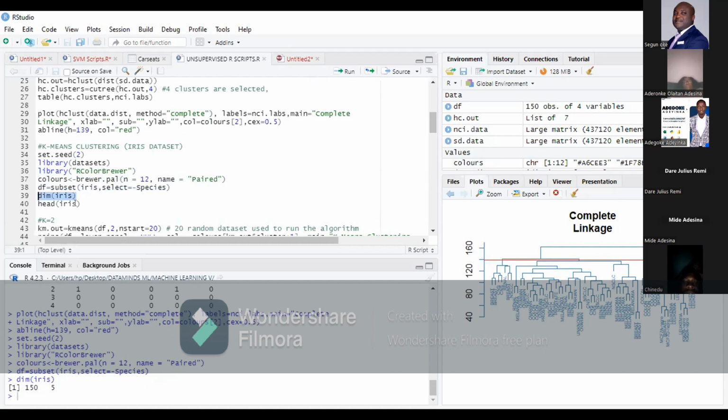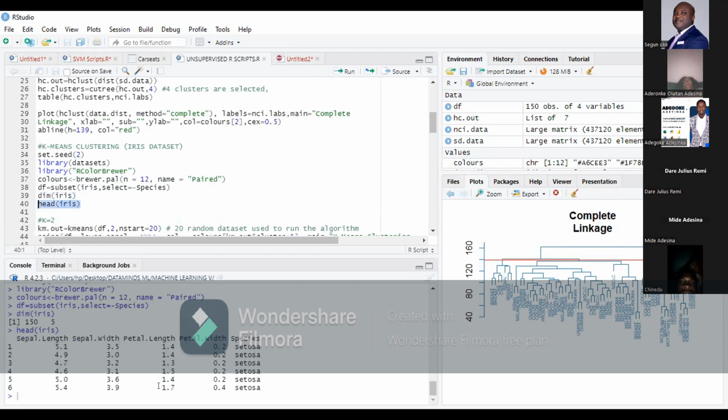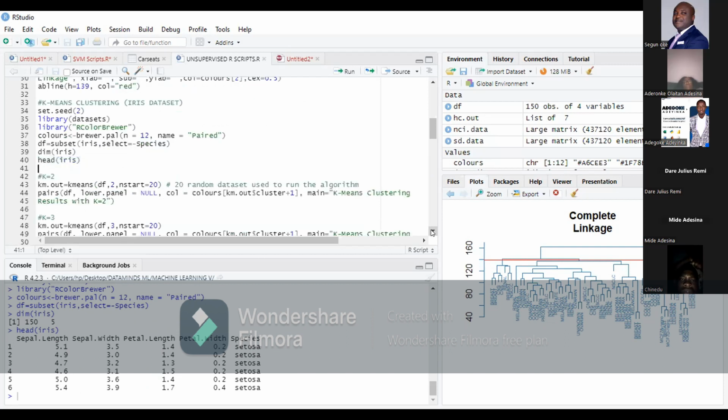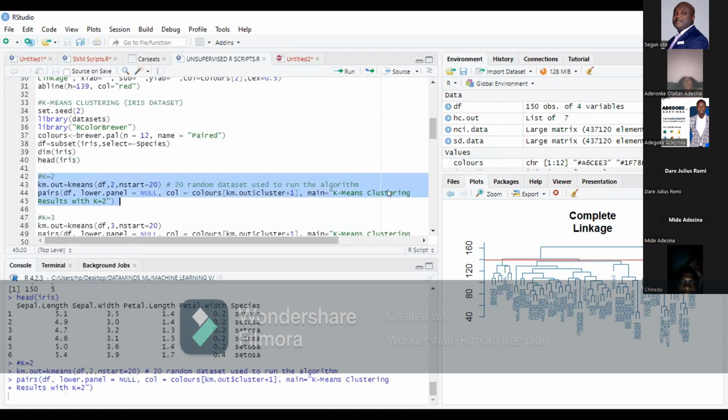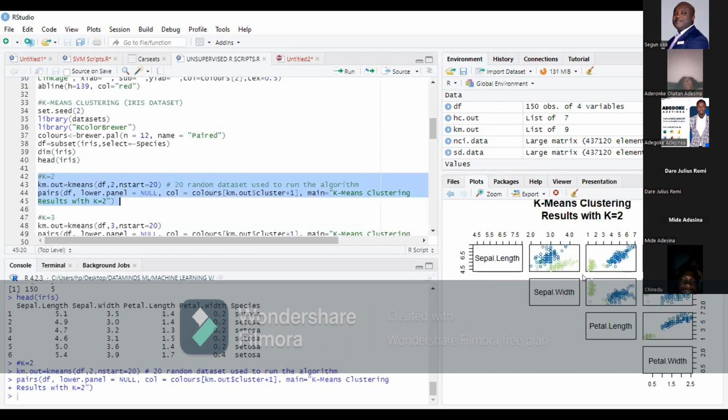155. Then if we look at our edge, we will see what it looks like. Okay, we have sepal length, sepal width, petal length, petal width, then species. So 5 variables, and it's by 150. Now, we want to conduct our clustering, 2 different clusters. So we run lines 43 to 45, and that gives us our clusters.